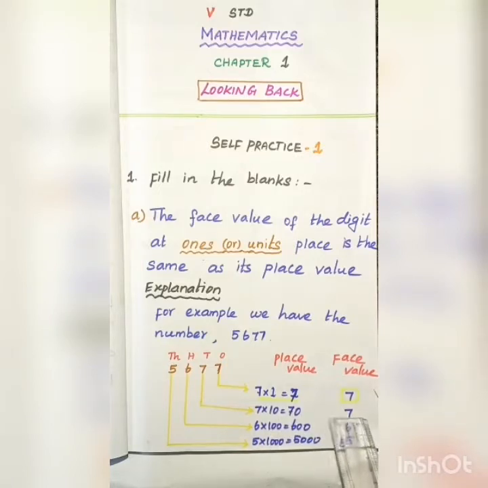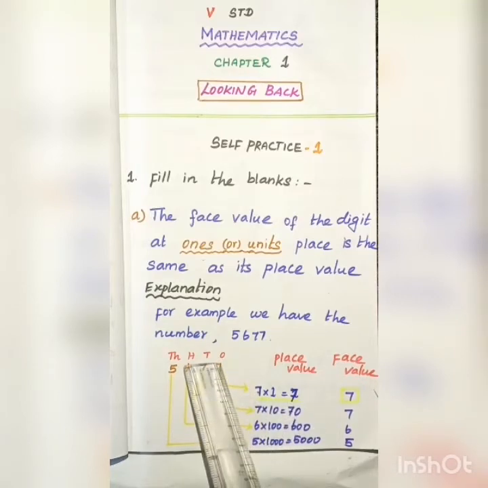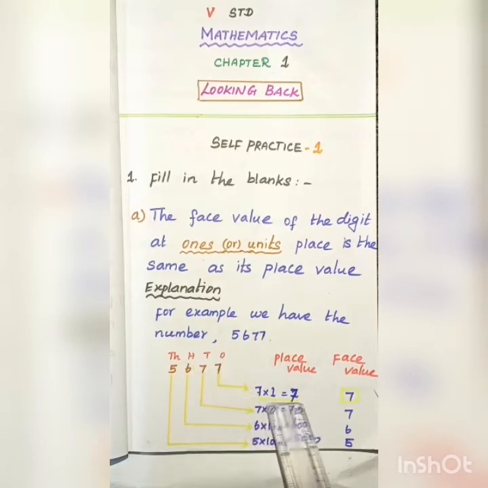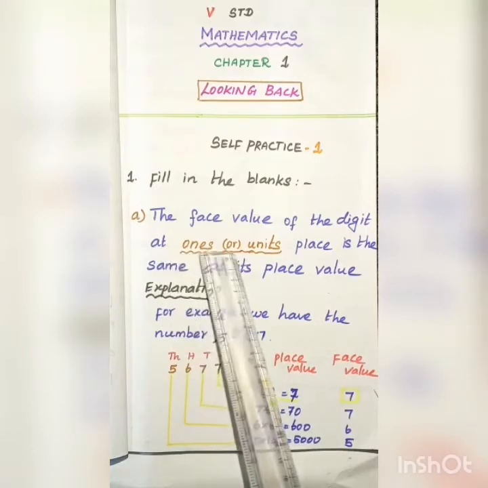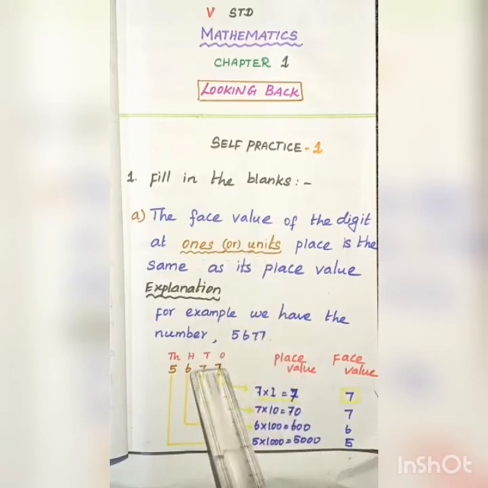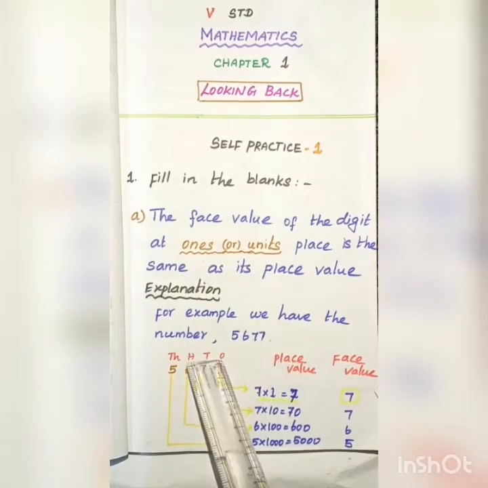So which place has the same value? It is the ones place. In the ones place only you have the same value 7 for place value and face value. So you write the answer: ones or units. You may call the ones place the unit place.